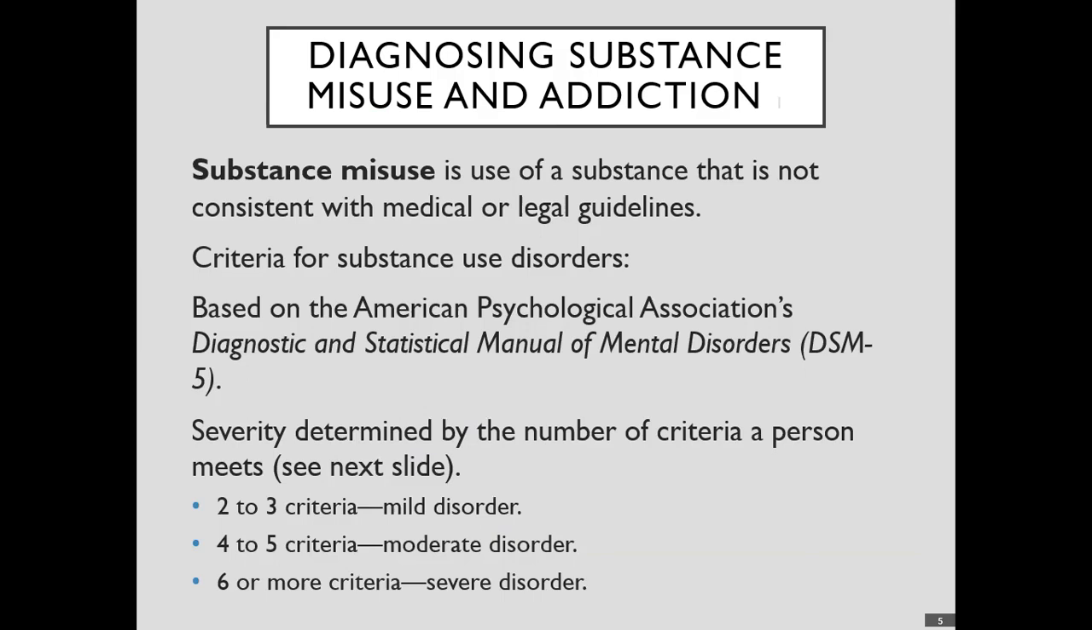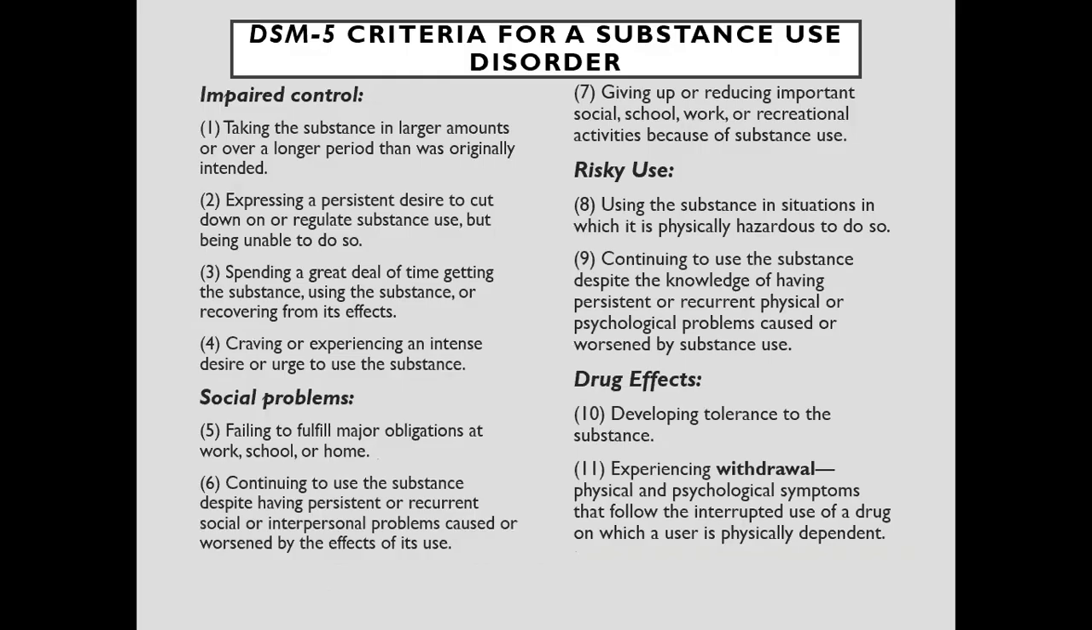The DSM-5 criteria include the following, which are grouped into 4 categories. The 4 categories are impaired control, social problems, risky use, and drug effects, including tolerance and withdrawal. And the latest version of the DSM dropped the past distinction between dependence and abuse in diagnosing drug-related disorders.